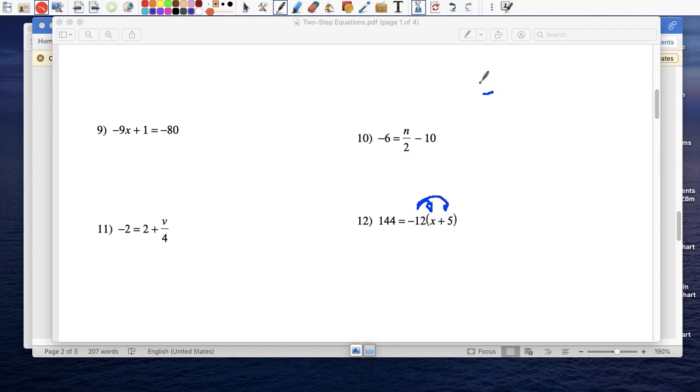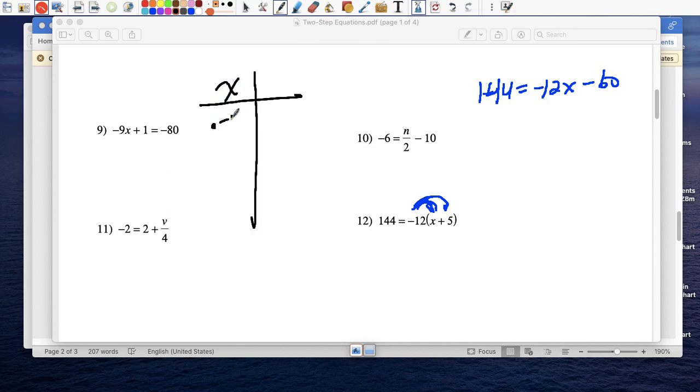Again, before you make the story, do a little distributive property. We get 144 equals negative 12x minus 60, right? Now, all that work last week, guys, it's all coming to fruition. I'm thinking of a number x, which I multiplied by negative 12, and then I subtracted 60. It equals 144. I add 60 to both sides, and then I'm going to divide both sides by negative 12. So those are two inverse operations I'm doing.